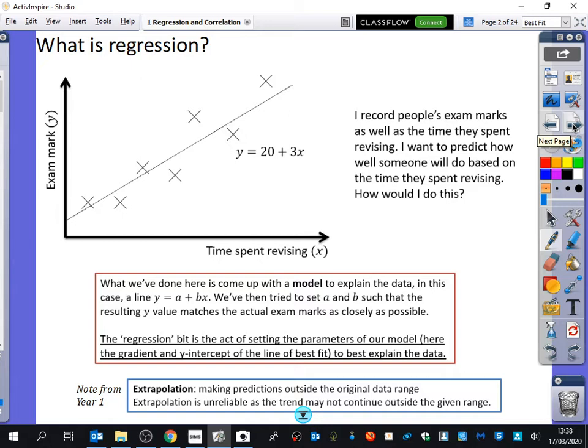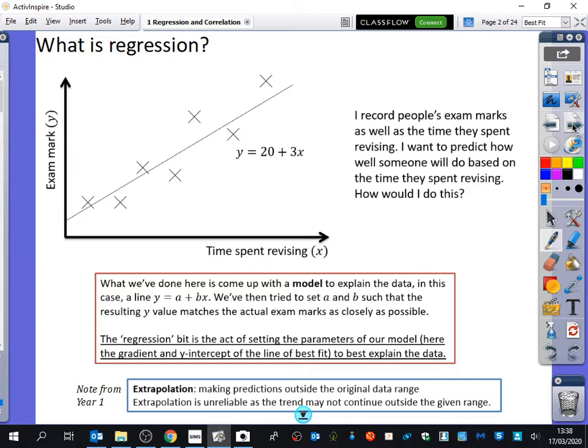So what actually is regression? We talk about regression, or you've heard the word regression before. We don't necessarily know what regression actually means. So I've got a graph here, and along the bottom I've got the amount of time spent revising, and the mark along the side is the exam mark. Each cross that I've got there represents one particular person. So I record people's exam marks as well as the time they spent revising. I want to predict how well someone will do based on the time they spent revising.